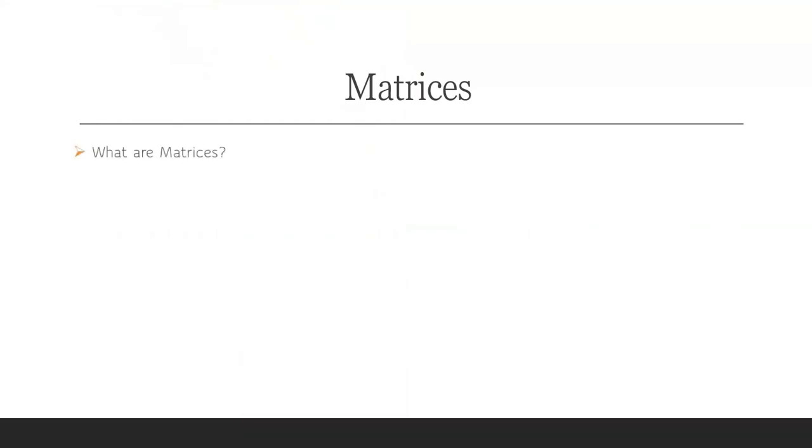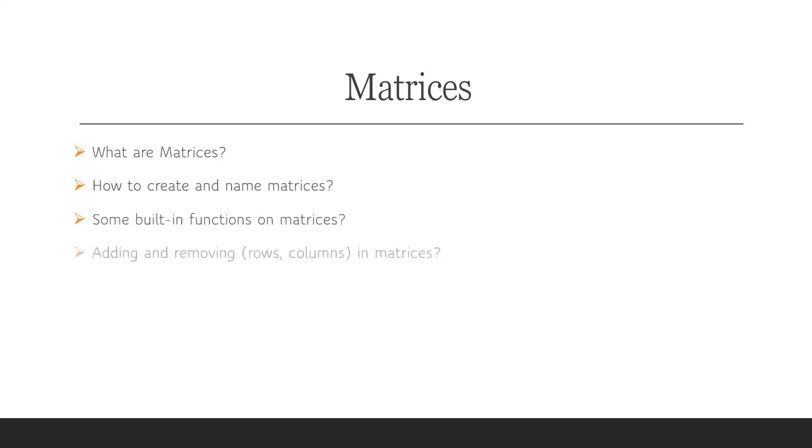At first we will talk about what matrices are. Then we will see how to create and name matrices. Then we will use some built-in functions on matrices. Then we will add and remove rows and columns in matrices, and we will also see how we can combine two matrices. Then we will perform some mathematical operations on matrices. In the last, we will see how to access elements of matrices.